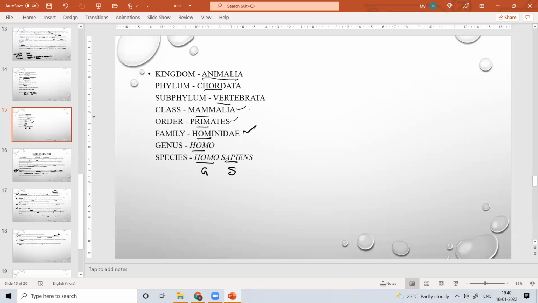All vertebrates come under Vertebrata, and Chordata also includes Vertebrata and Invertebrata. And then the kingdom Animalia. As we already discussed, kingdom is the topmost, highest rank in taxonomy, and species is the lowest rank.